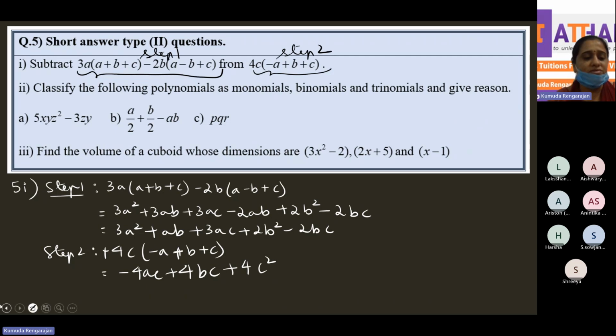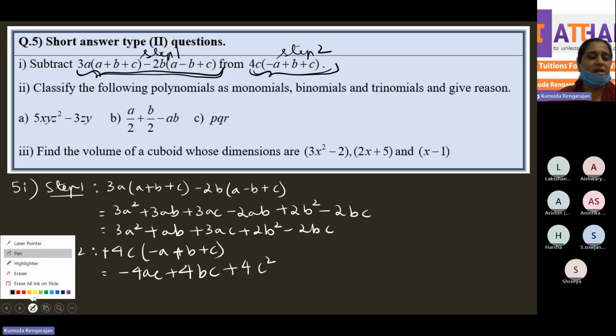So work it in different steps. Simplify this one in step 1. Simplify this one in step 2. Just write step 1 and step 2 above them and read the question again. Subtract step 1 from step 2. So what is after 'from' should be written first. So step 2 should be written first minus step 1, and that will be done in step 3.